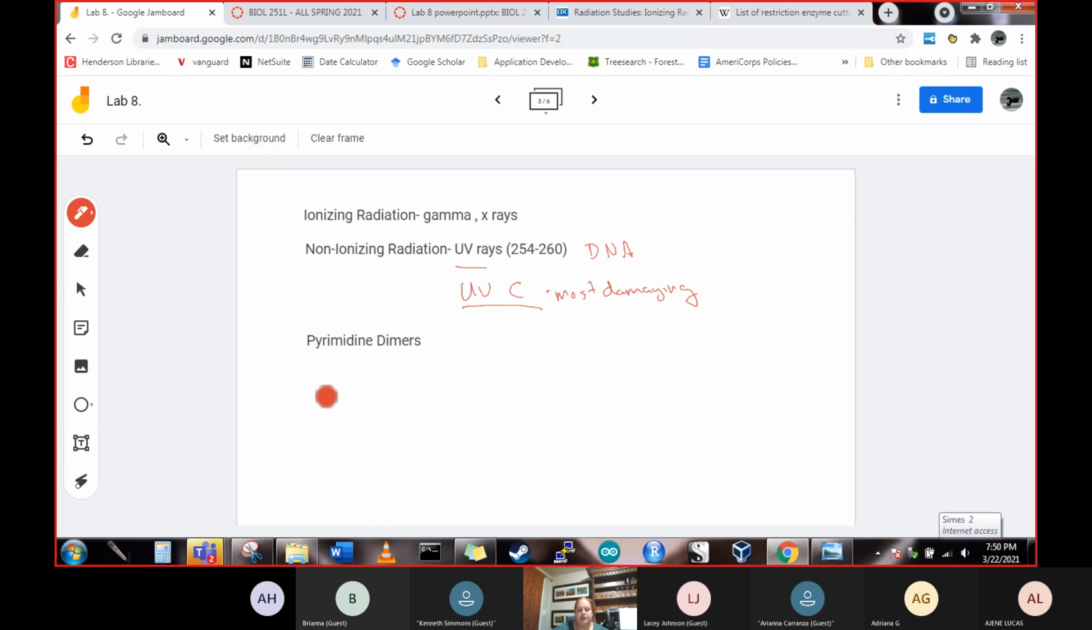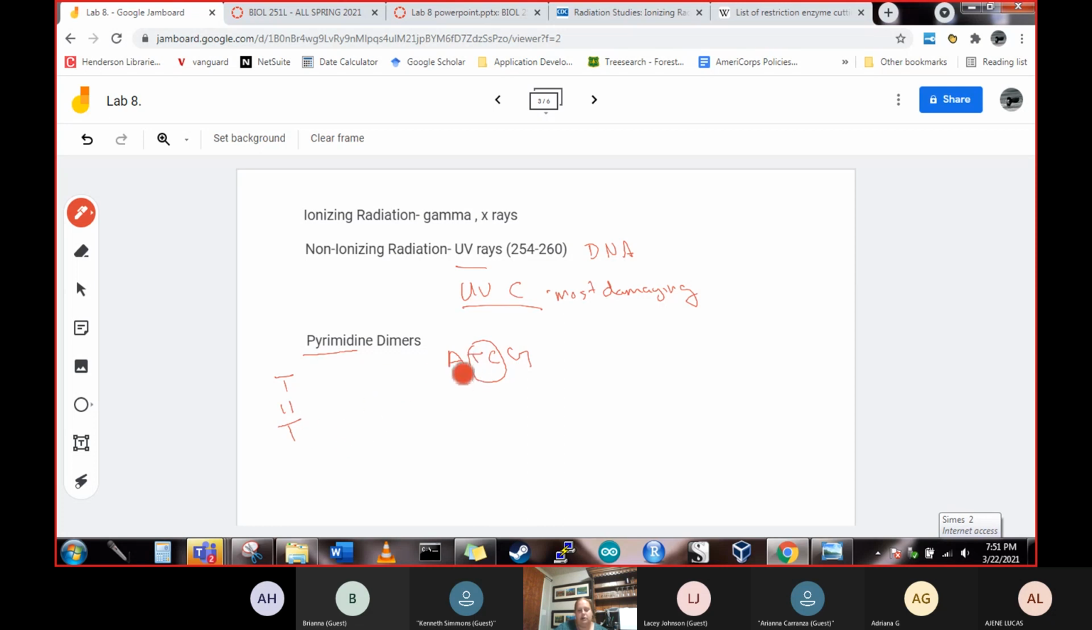And what UV does is, when those particles hit your DNA, it actually causes the DNA to break apart and form what's called pyrimidine dimers. So again, you have your pyrimidine bases, and then you have your purine bases. If you think of DNA as A, T, C, and G, your T and your C are your pyrimidine bases, and a pyrimidine dimer is usually a T to T linkage.